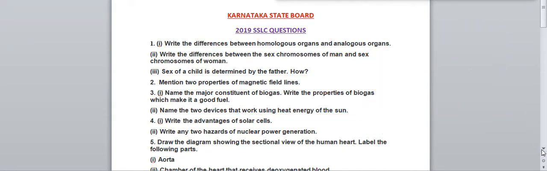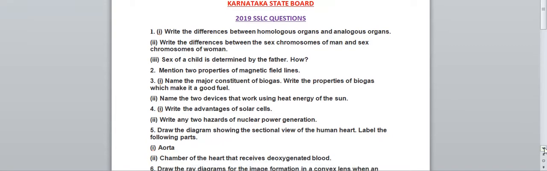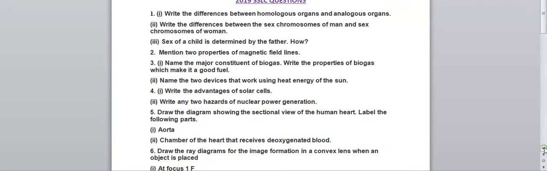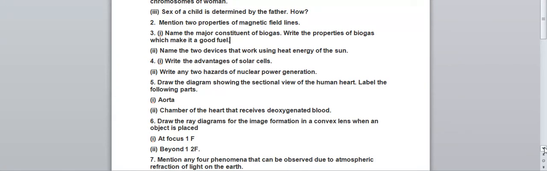The next question we have is, write the advantages of solar cells. So you have to write any 2 or 3 advantages of solar cells. The next question, in that the second part is, write any 2 hazards of nuclear power generation. Hazard means what are the dangers of nuclear power generation, that you have to write in this question.